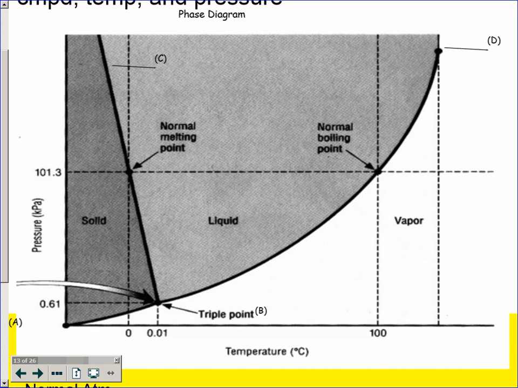We're specifically interpreting off of this diagram. That's why I want you to have it on your paper. So the pressure's in kPa, so kilopascals, which is another unit of pressure. The temperature is in Celsius.